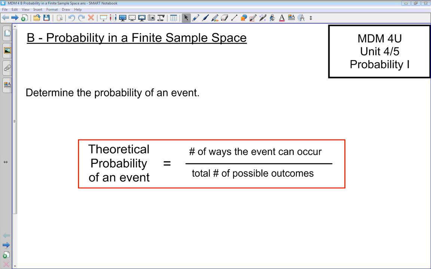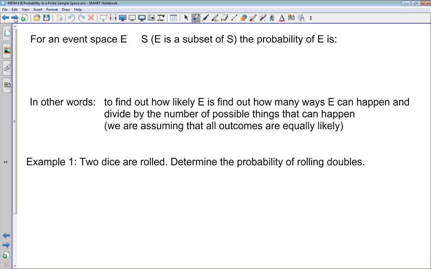And we're going to use a variation of the formula that we saw at the beginning of the last lesson, that a probability is the number of ways something can occur divided by the total possible number of outcomes. Let's put this formula into the language of sets, event spaces and sample spaces that we used in the last lesson. So if we have some event space E, which is a subset of sample space S, we read this as E is a subset of S.